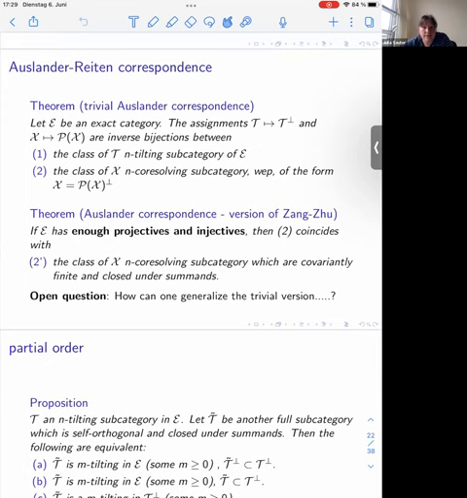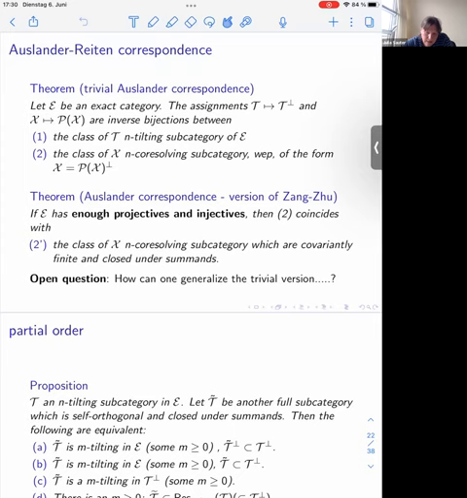Then classical results on tilting theory are, for example, the Auslander-Reiten correspondence. Here is a rather trivial version where you don't have to work at all. The question is, can we characterize a tilting subcategory through its perpendicular category? This is a rather stupid characterization, that's basically the definition. T is N-tilting if and only if T perp is an N-co-resolving subcategory with enough projectives of the form loop. That's just the definition.